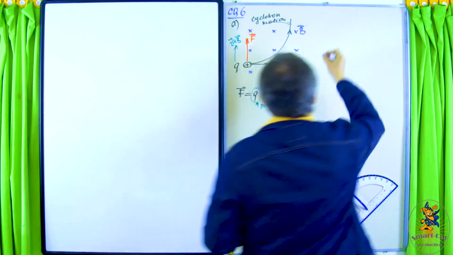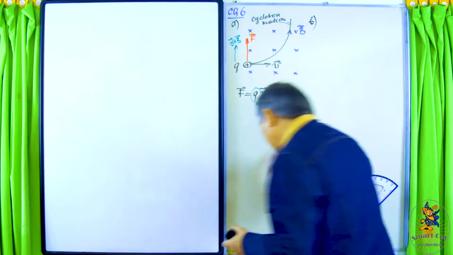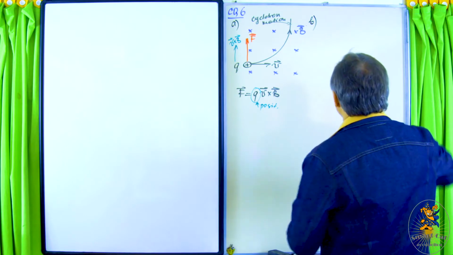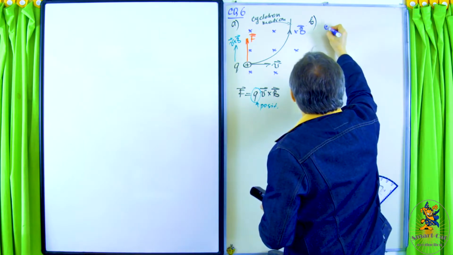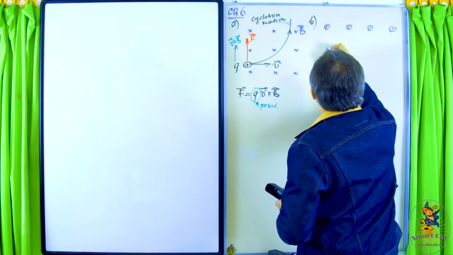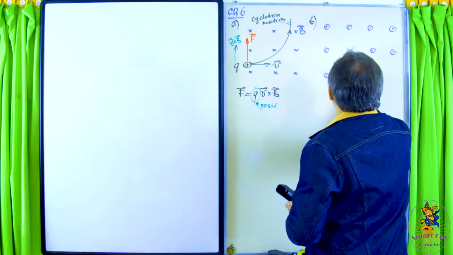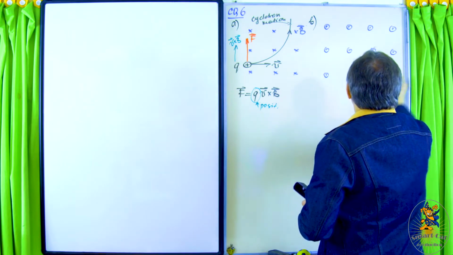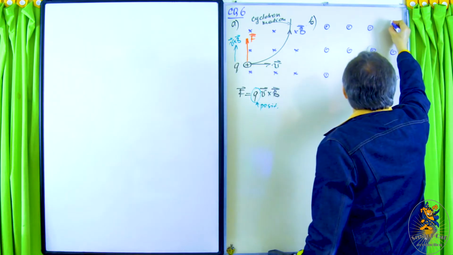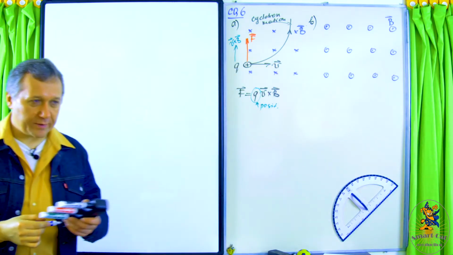Now part B. Magnetic field is now out of the board. Out, dots, a bunch of dots. Dot, dot, dot. Okay, enough. It's annoying to draw so many dots. Okay, that's our magnetic field. So now it is out of the screen, out of the board.